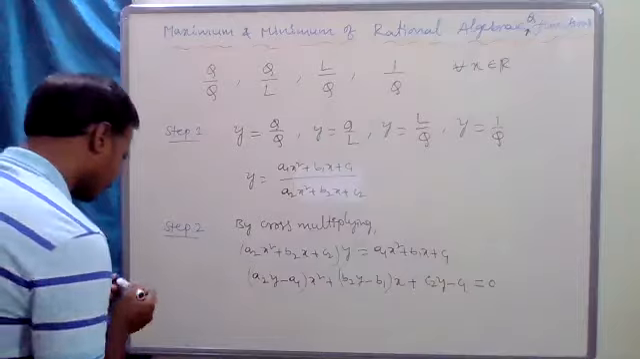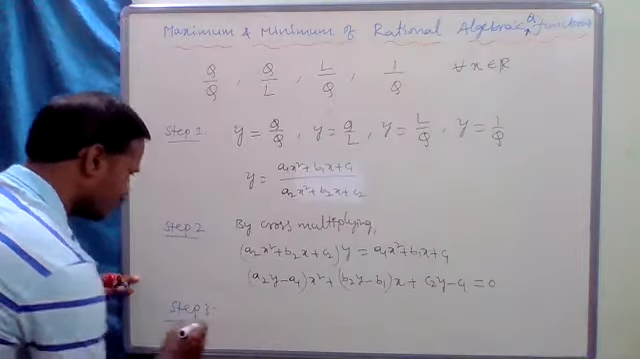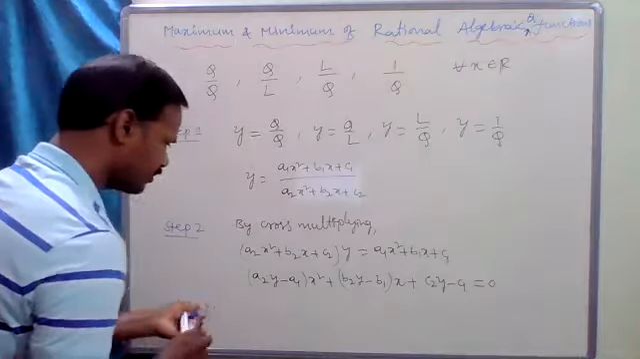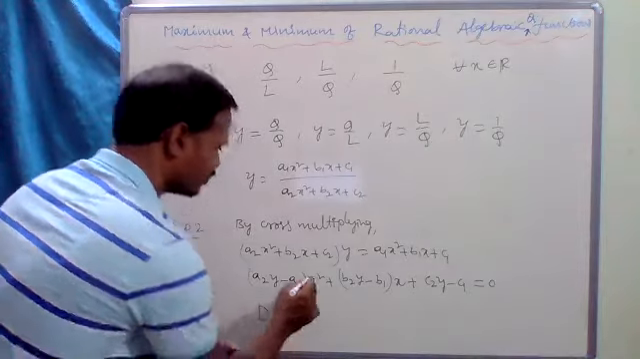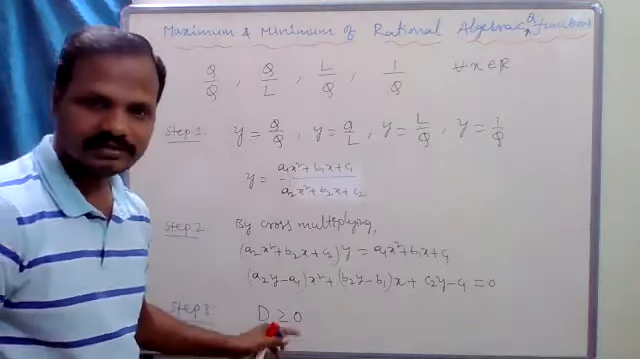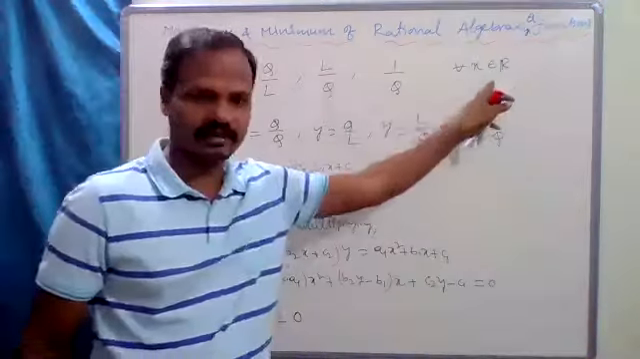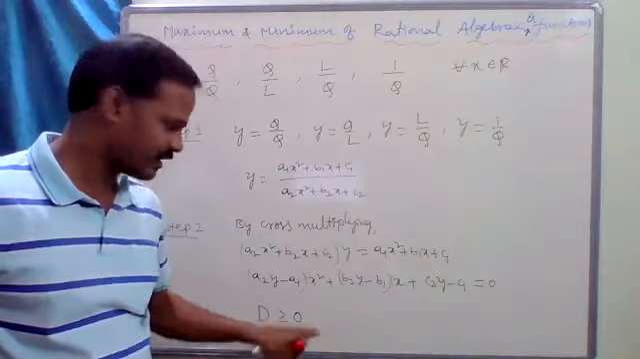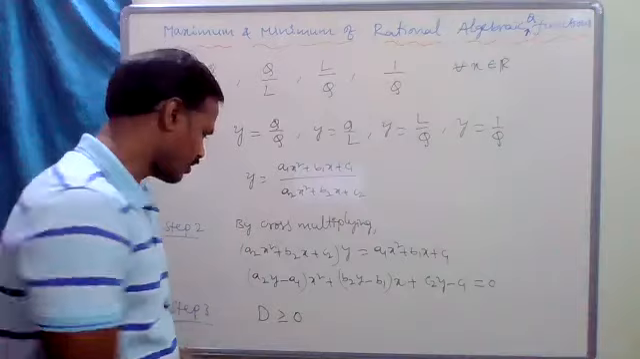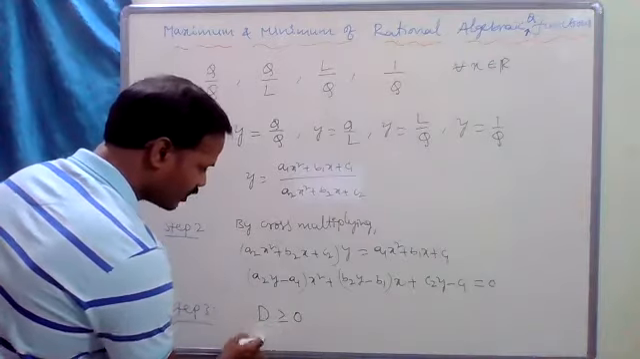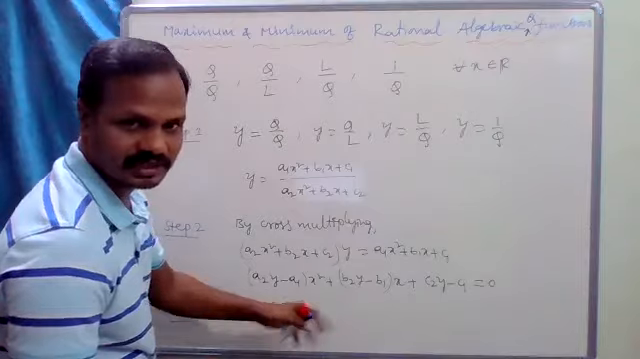That is the step 3. Here, what we have to apply? The discriminant D is greater than or equal to 0 because x is real. Here x is real, so real root means the discriminant must be greater than or equal to 0. So if we apply this, what you will get? You will get an equation in y.